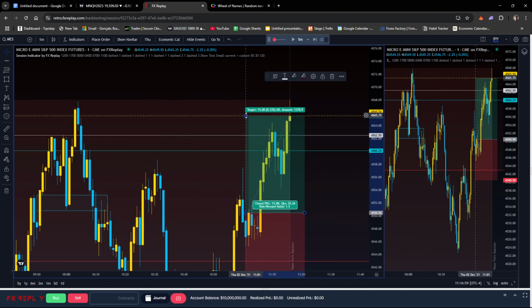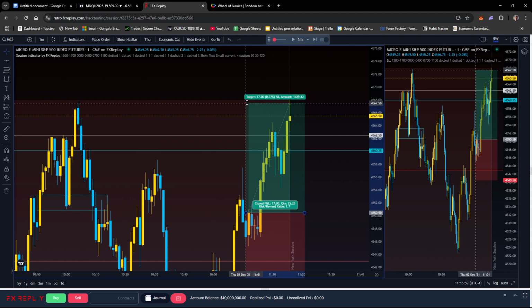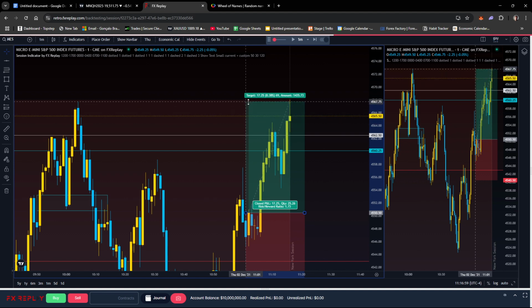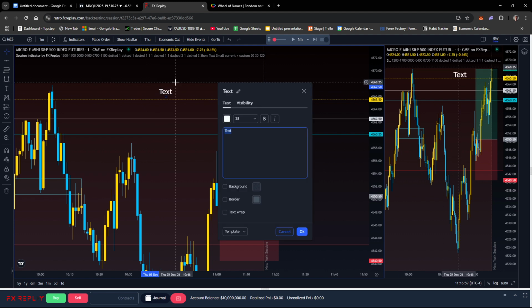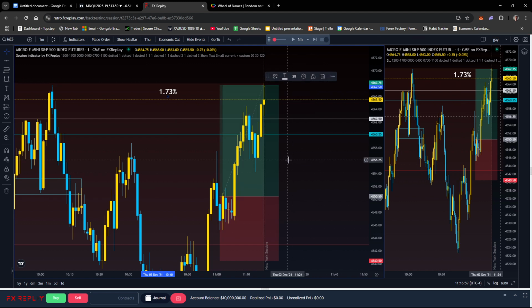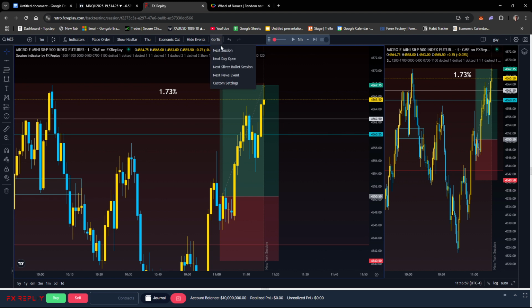Okay, so 1.5 has been hit. Then the closest PD array, which is this high. So where's 1.5? Okay, so that's 2 continuation trades. So we're at 3.23% in December. Let's go to the next day.